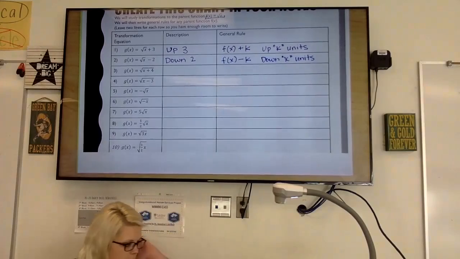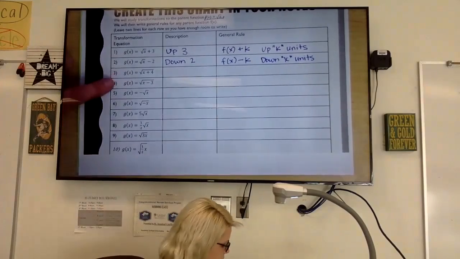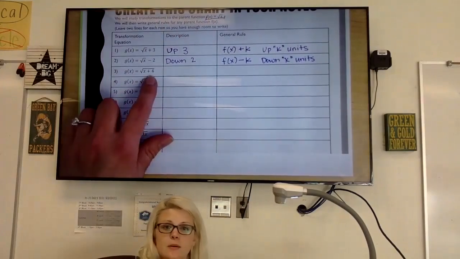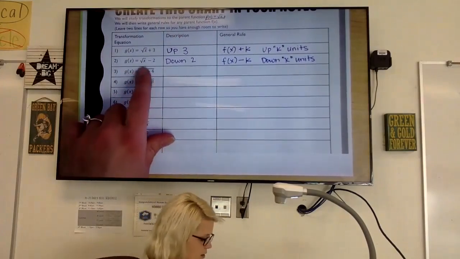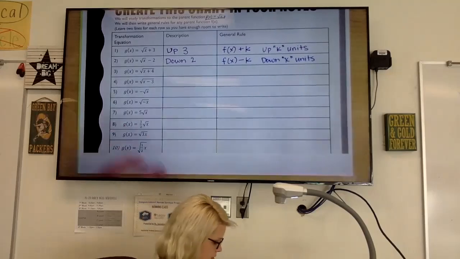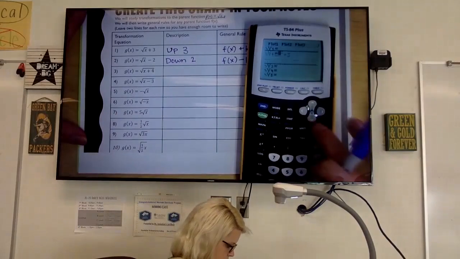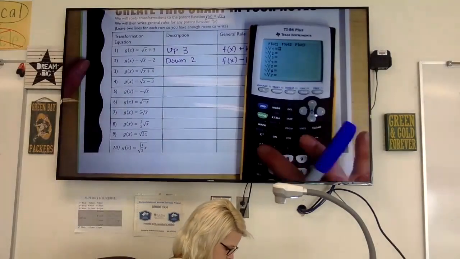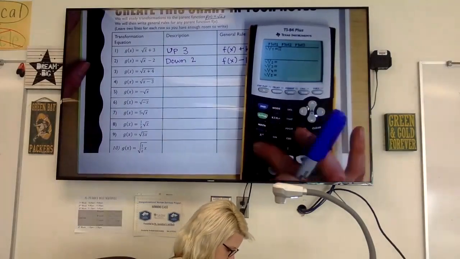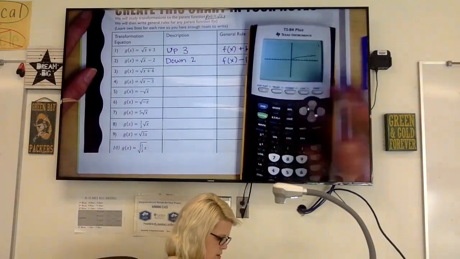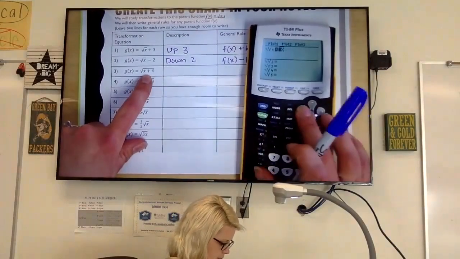All right, let's keep it going. Next two, notice the numbers that we have added to our parent function are now inside that square root. Pay attention to where that little roof of the square root ends. That's going to be important. If I graph those, so parent function, square root of x. You know what that looks like. Now graph square root of x plus 4.